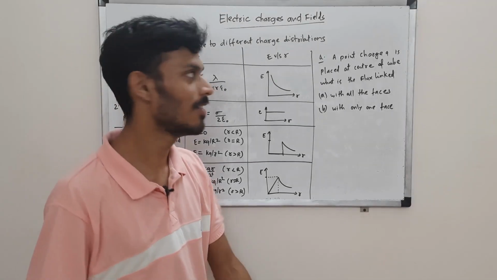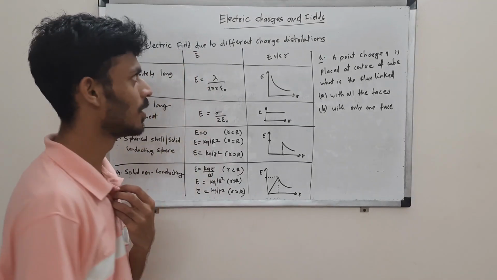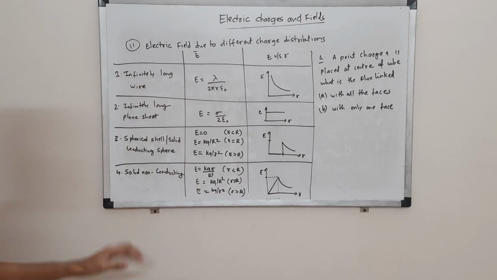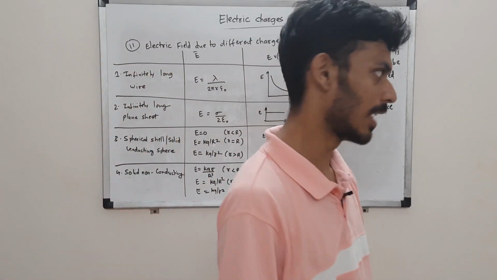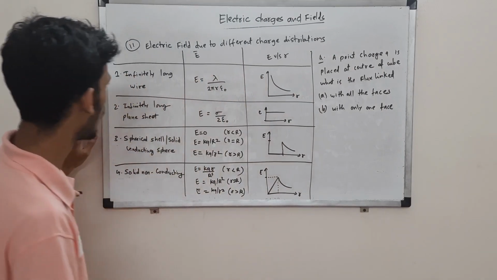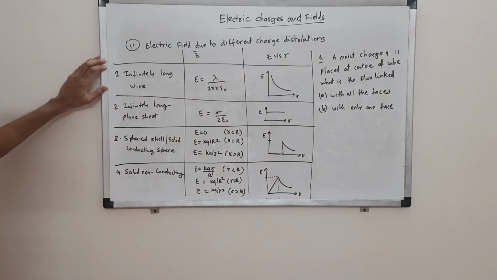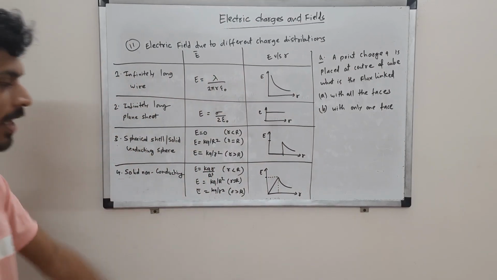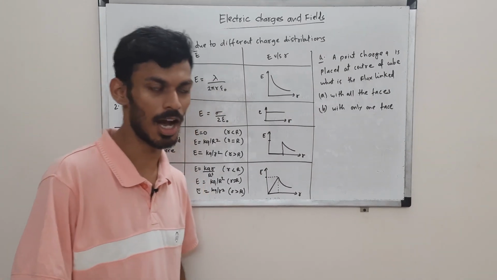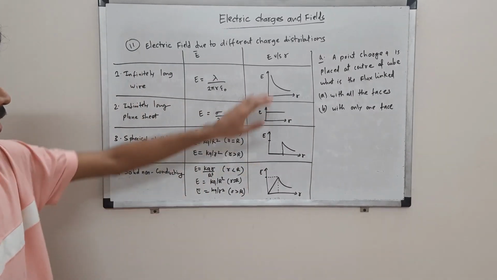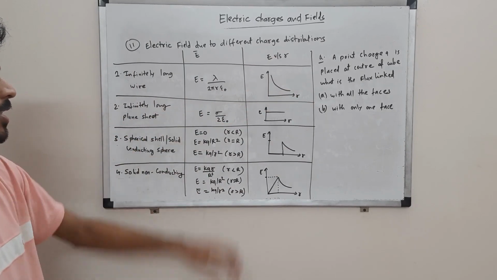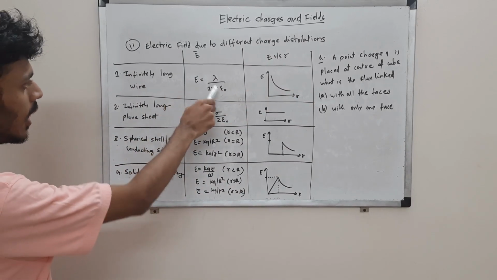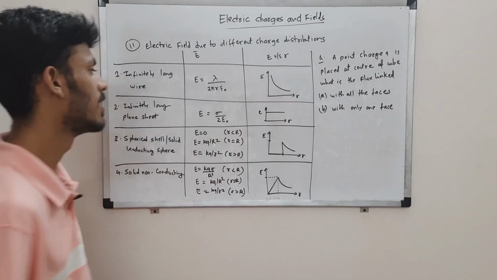The last section for the day is the electric field due to different charge distributions. Here I have given the formula, which we will derive in our next session, so let's briefly go through it. For an infinitely long wire, the electric field is lambda upon 2 pi r epsilon naught. The graph of E versus r is shown; E and r are inversely proportional, hence this relation.